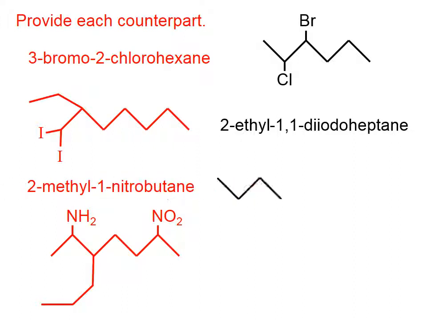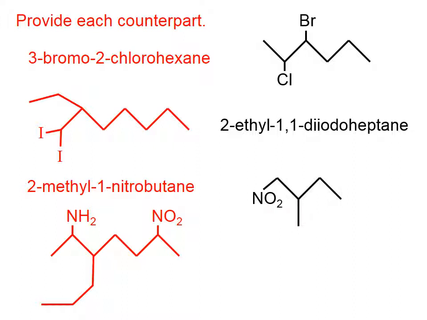2-methyl-1-nitrobutane. It ends with butane, so I'm going to draw a chain of 4 carbons. Off of carbon number 2 we have a methyl group, and off of carbon number 1 a nitro group. Whenever I draw a nitro group, which is shown here, or an amino group, which is NH2, I like to draw the bond pointing towards that nitrogen atom, because that nitrogen atom is actually the one that's hanging on to the carbon chain.